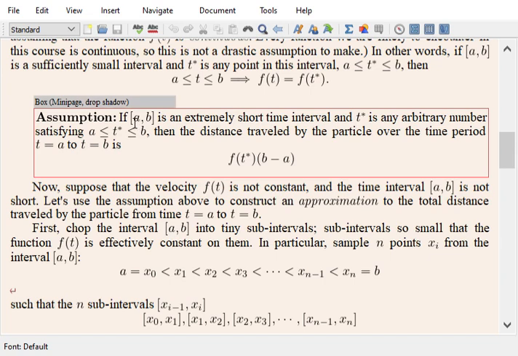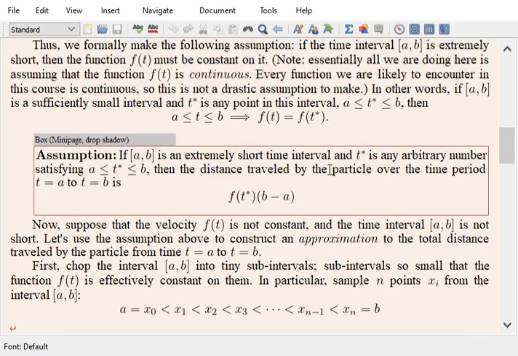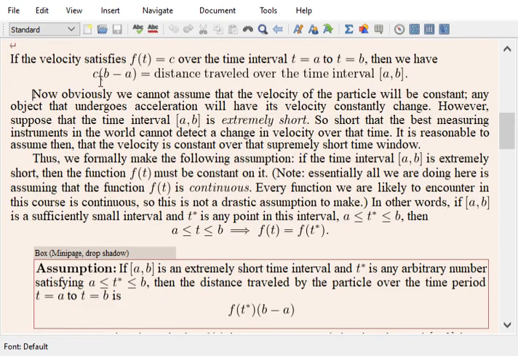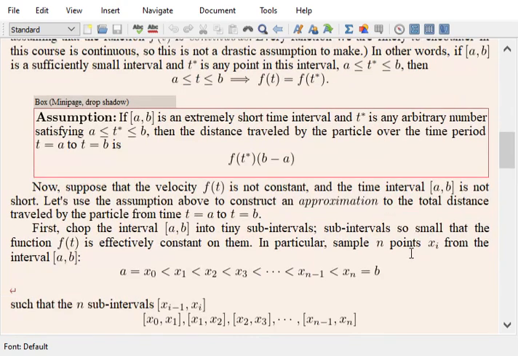So if a b is an extremely short time interval, and t star is any arbitrary number inside that interval, then the distance traveled by the particle over the time period a to b is f at t star times (b minus a), right? That's literally just this formula again. So the velocity is whatever we measured inside that interval, f of t star, and then b minus a is the length of time.